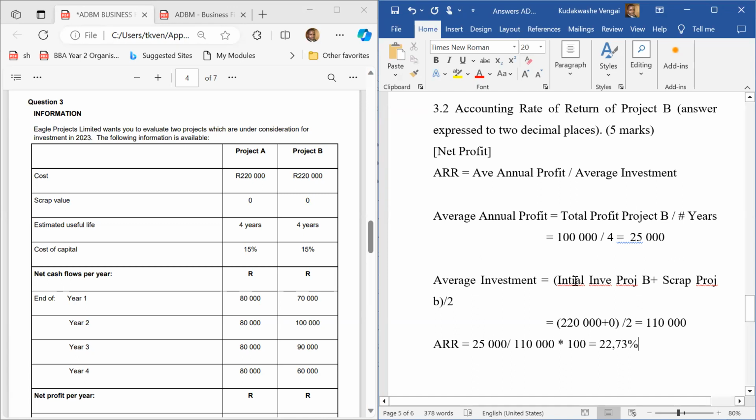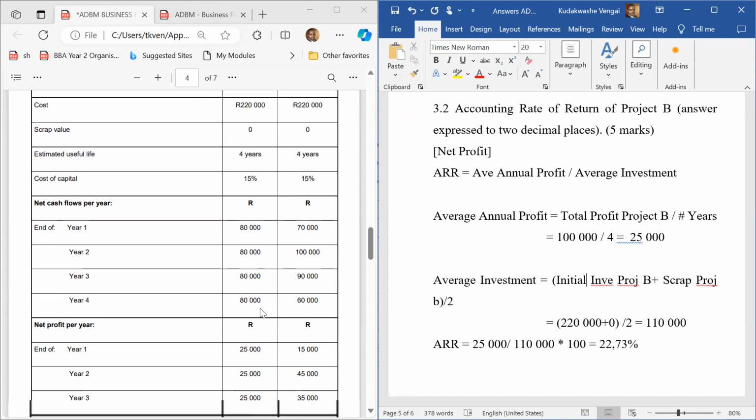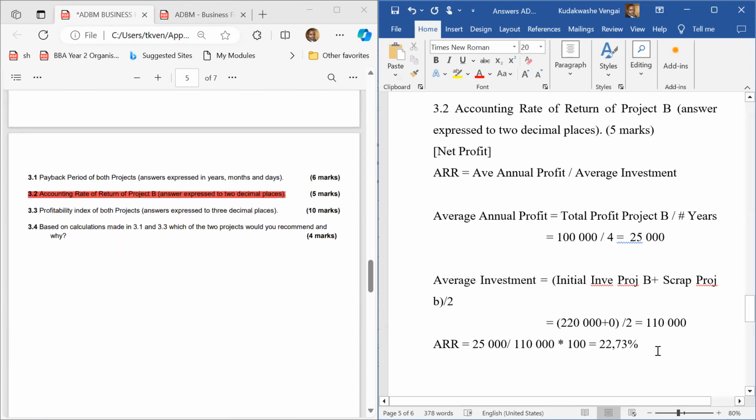I hope my friend, you got it, the one that was asking about the average issues. Yes, I got it. Sure. All right. So that's 3.2. Right. We go to the next question, which is 3.3, profitability index.